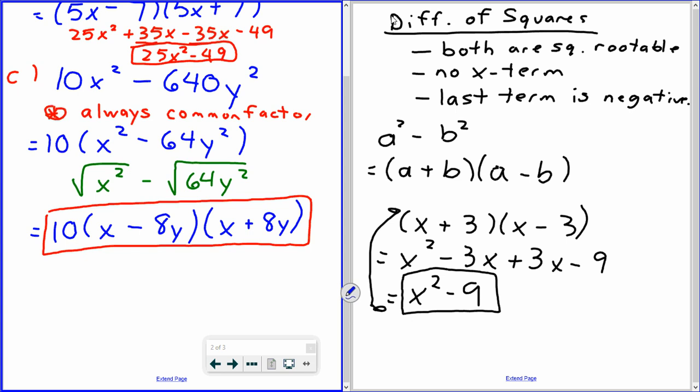Yes, it matters. Because that's not completely factored, right? Completely factored is like taking out everything. So, yeah, if you had this as like 10x minus 80y and x plus 8y, technically that's 2.5 out of 3. Because you can still divide both those by 10. Okay?